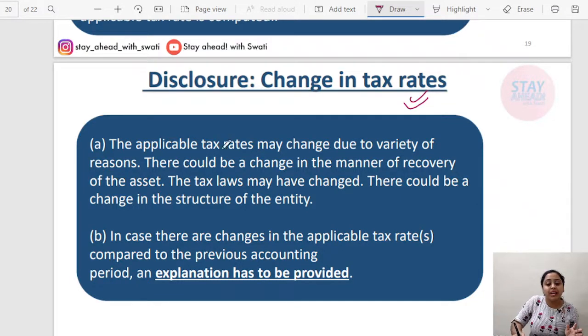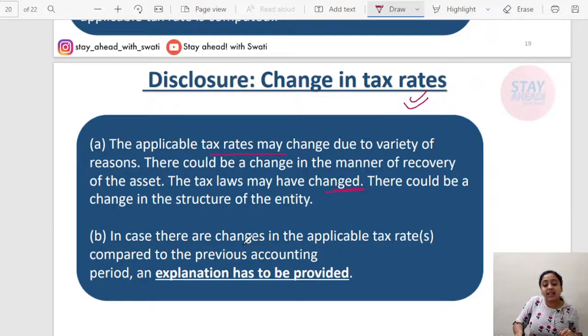The applicable tax rate may change due to a variety of reasons. There could be a change in the manner of recovery of the asset. The tax law may have changed. There could be a change in the structure of the entity. There are multiple reasons due to which there can be a tax rate change.